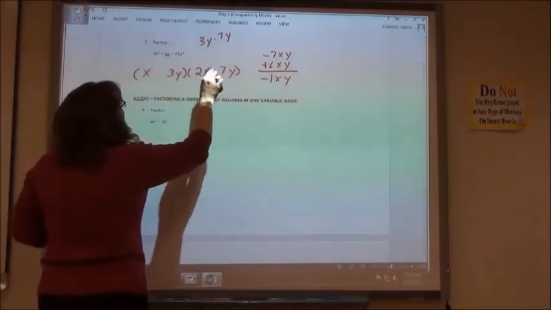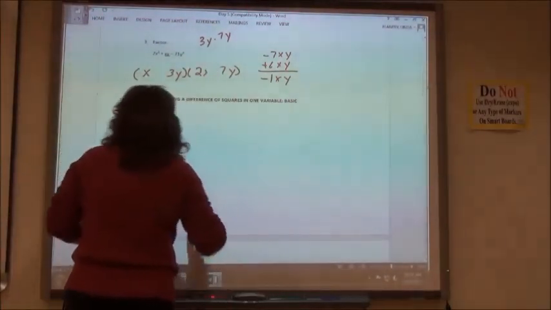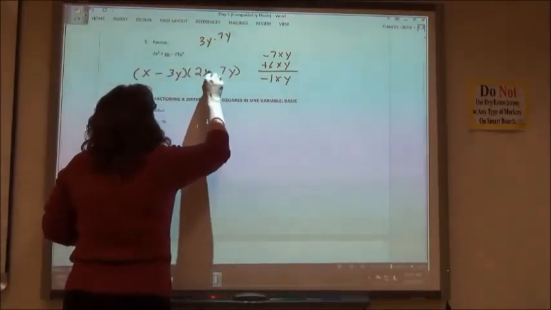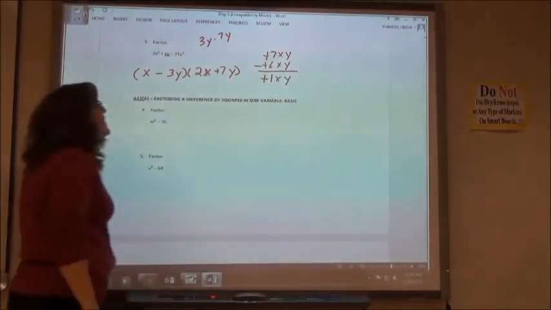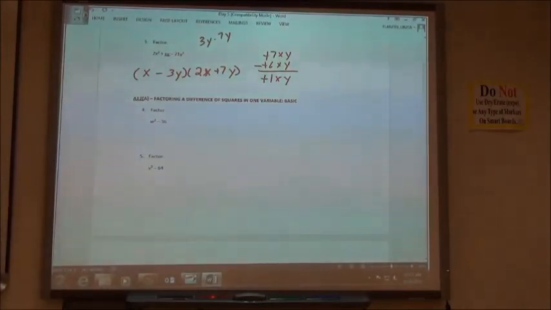Exactly. So we want that to be a negative, that to be a positive, and that switches all my signs, and then I should be good. So x minus 3y times 2x plus 7y should be my answer.